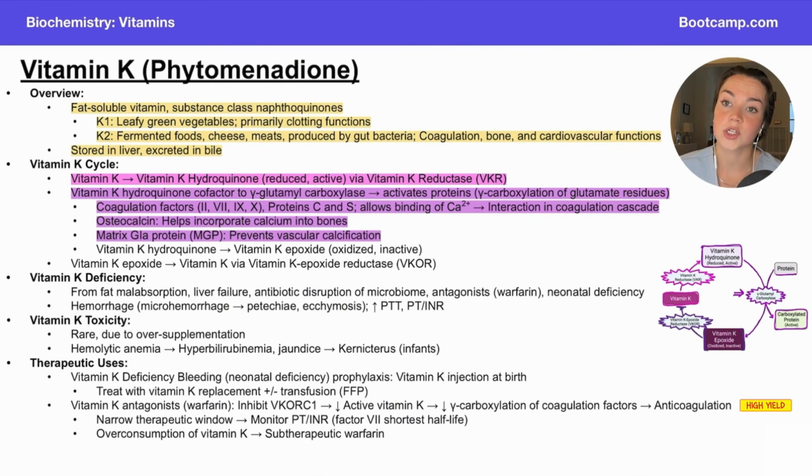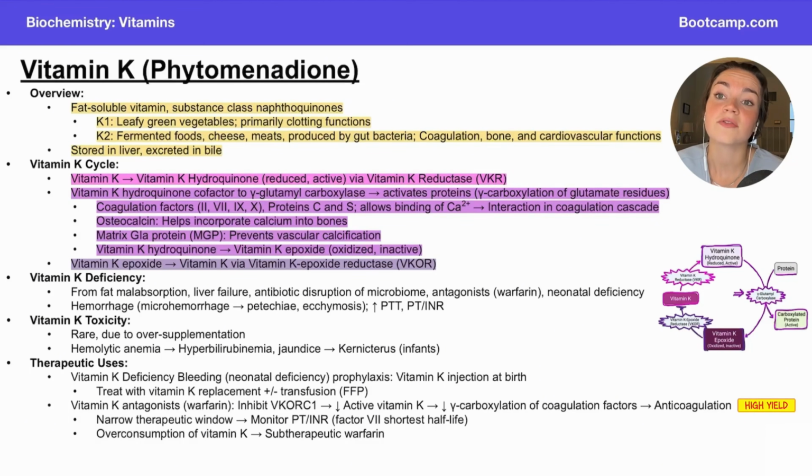And through that reaction with that activity of that gamma-glutamyl carboxylase, we turned that vitamin K hydroquinone into vitamin K epoxide. That was the oxidized and inactive form. To get back to the start of the vitamin K cycle, we used vitamin K epoxide reductase, or VKOR, to turn vitamin K epoxide back into vitamin K.